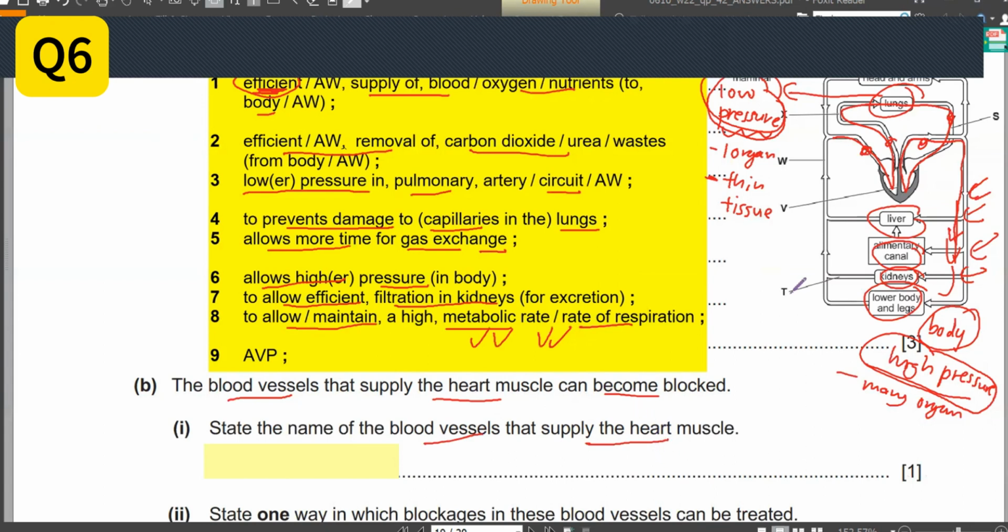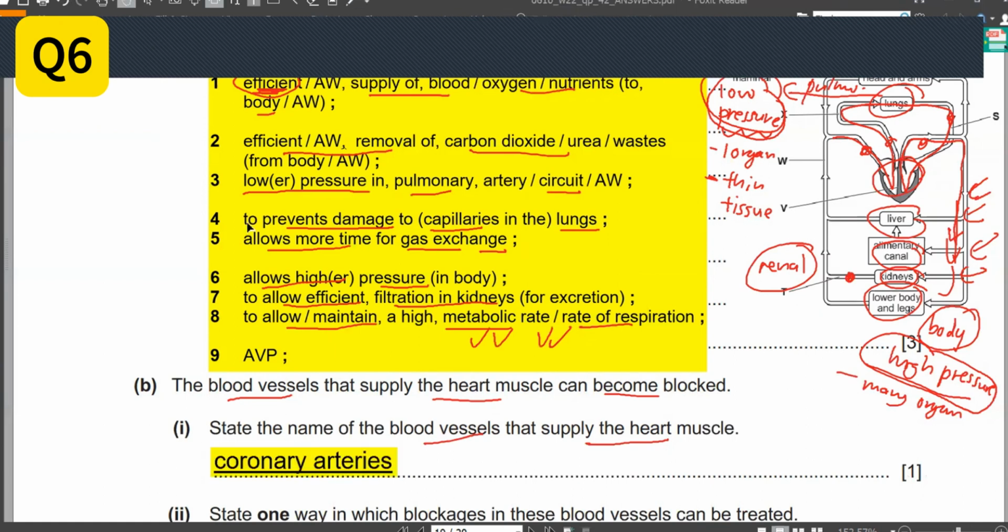Just now we already talked about the blood vessel that supplies the kidney being the renal vein or renal artery, and for the lung it is pulmonary. So for the heart, they have a specific name as well. It is coronary. Coronary means related to the heart. Coronary arteries.